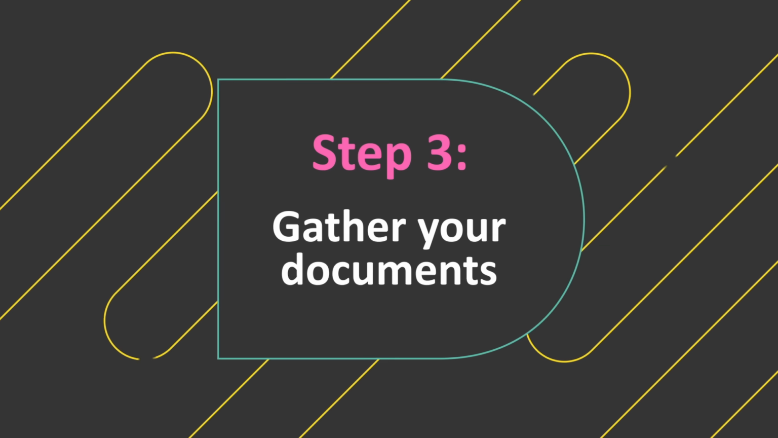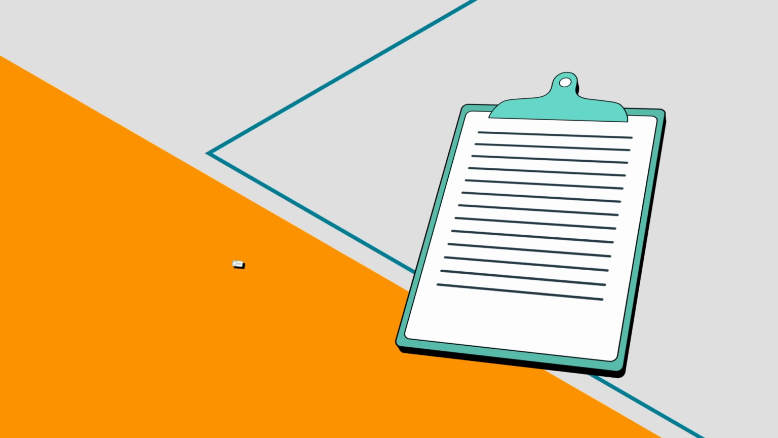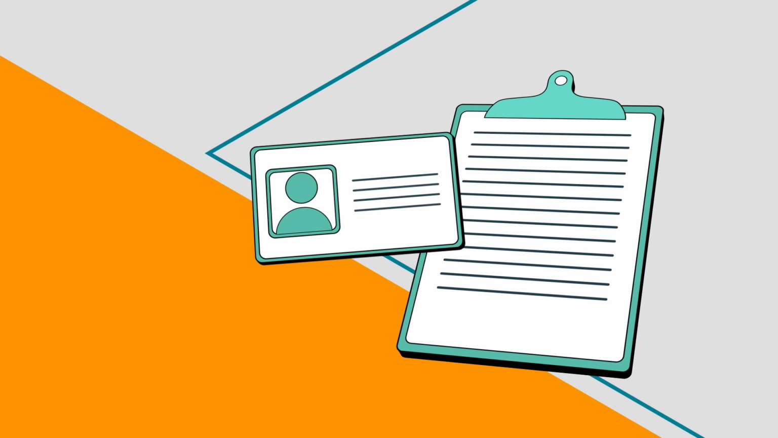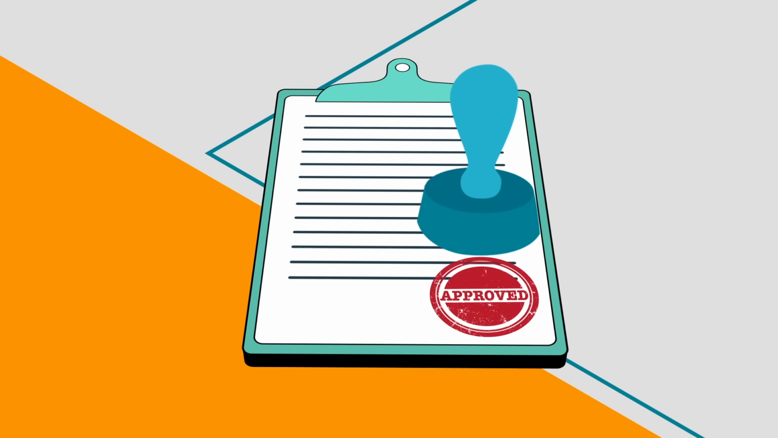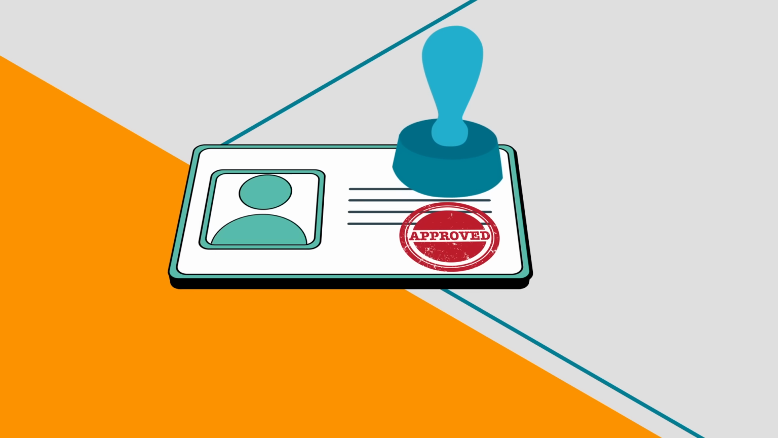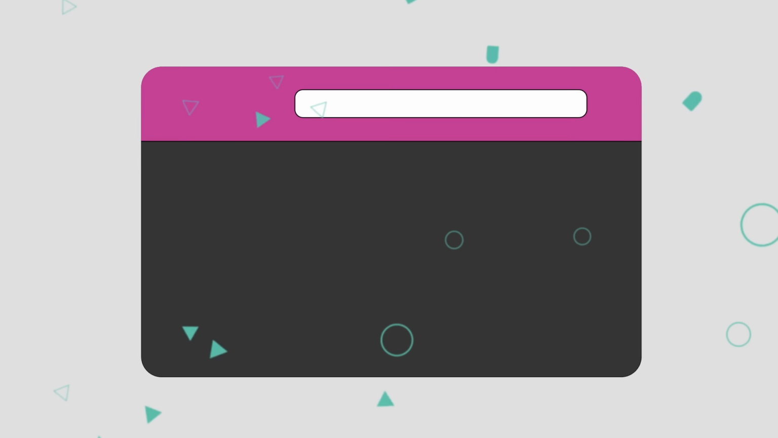Step 3. Gather your documents. You will need certified copies of your academic transcripts, ID, and proof of English proficiency. They'll need to be certified by an authorised agent, public notary, Australian lawyer, or police officer. Ask your agent or visit our website for full details on how to get your documents certified correctly.